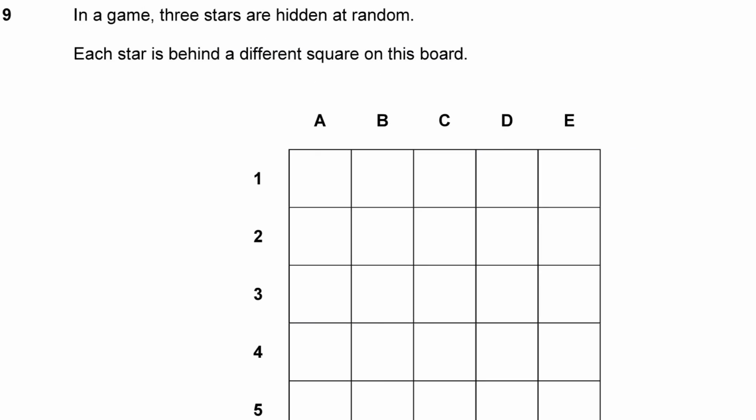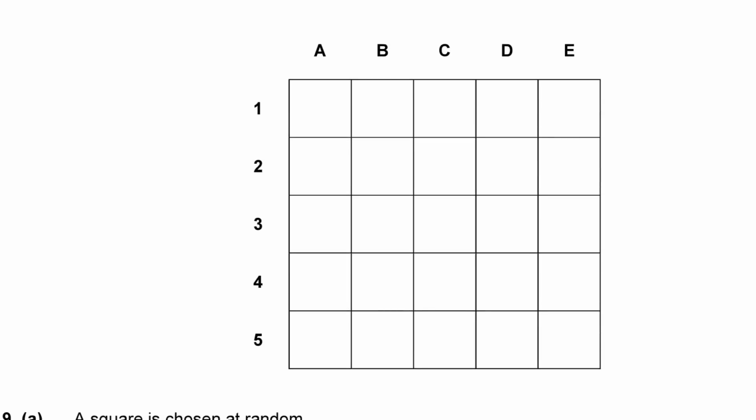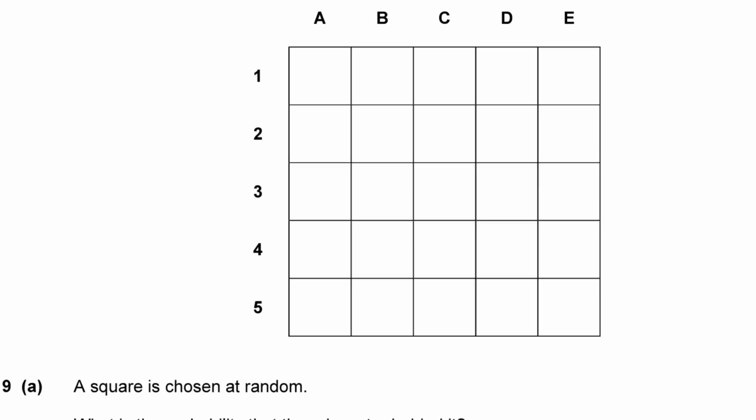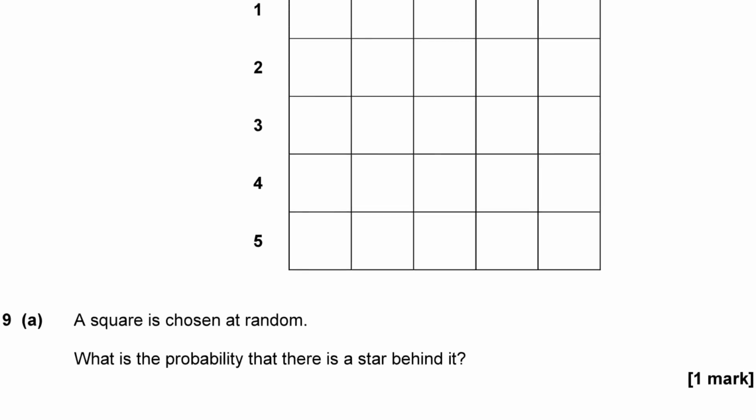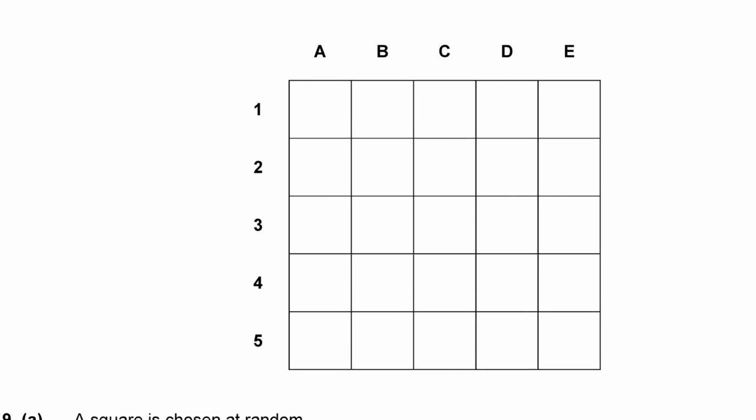Question 9. In a game, 3 stars are hidden at random. Each star is behind a different square on this board. And we've got a grid with 5 by 5 squares, or 25 squares in total. Now we're told that a square is chosen at random. What is the probability that the star is behind it? Okay, so like I say, there are 25 squares in total, and the stars are going to be behind 3 of them.